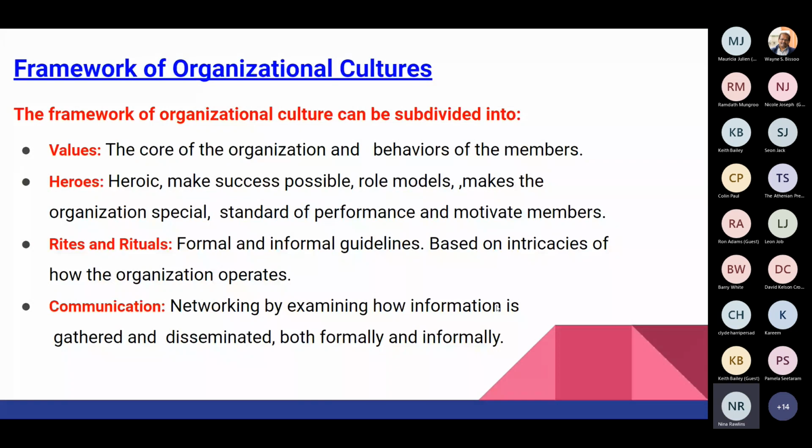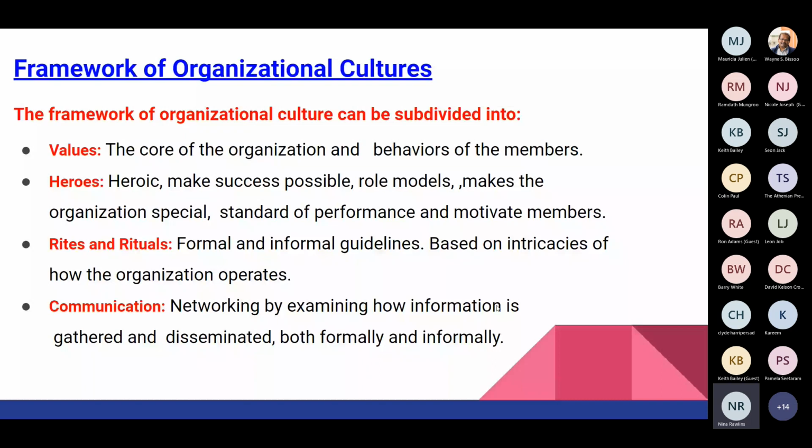The framework of the organization, and this is from the perspective of Terence Dale and Annan Kennedy, 1982. Here he identified certain frameworks. We have first the value, which is the core of the organization and the behaviors of the members. And this, as we refer back to the artifact, is what we are speaking about: the behaviors of the members and how their behaviors not only affect the other members, it affects the organization in general.